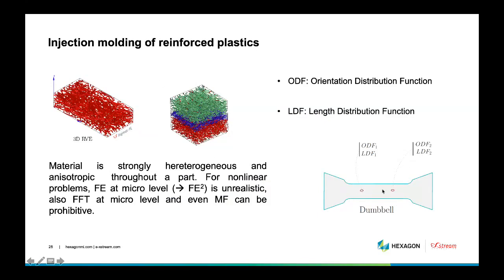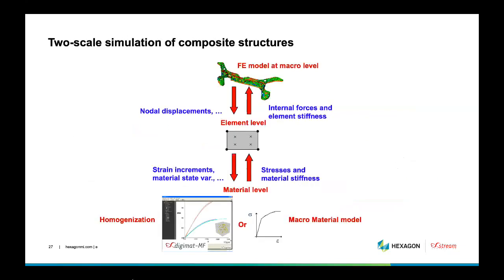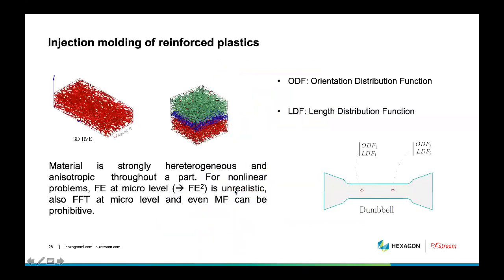Okay. So actually, what you are having even in a simple geometry like that is a material which is strongly heterogeneous throughout the part and strongly anisotropic throughout the part. So if at the micro level, at each integration point, you solve the underneath microstructure with a full field method, it becomes extremely costly. And this is, by the way, what is called FE square if you use full field finite elements at the RVE level, at the micro level. Actually, it is so expensive that it is unrealistic to do the FE square method for real parts, especially in the nonlinear regime.